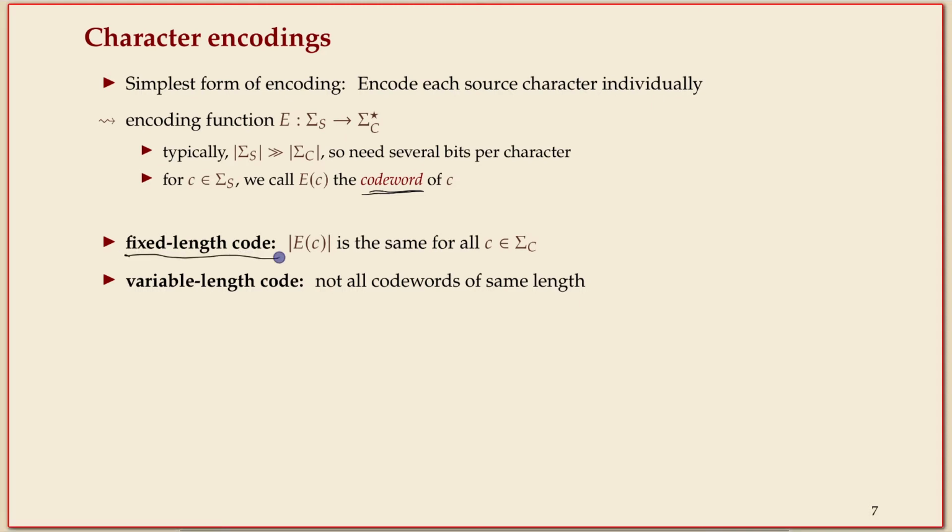And what we'll first look at is a fixed length code, where every character gets the same number of bits assigned, a code word of the same length for every character. And then we'll generalize this to cases where this is no longer the case.